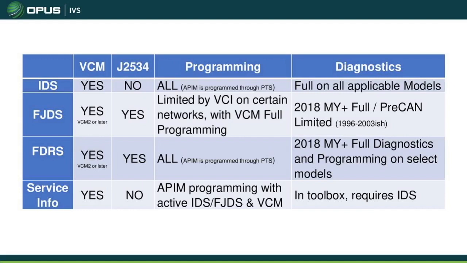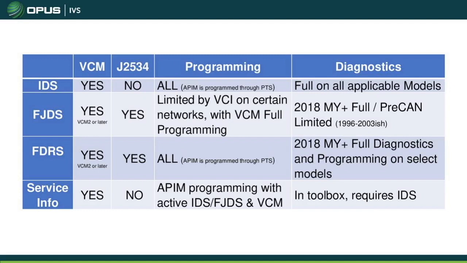FJDS software we use with our J boxes or VCM2 or later. The VCM1 does not work as it's not a J2534 pass-through. And we are limited by the VCI as to which networks it can talk on. Normally it affects a UBP network and some modules on medium speed CAN that don't fully program the way you would expect them to.